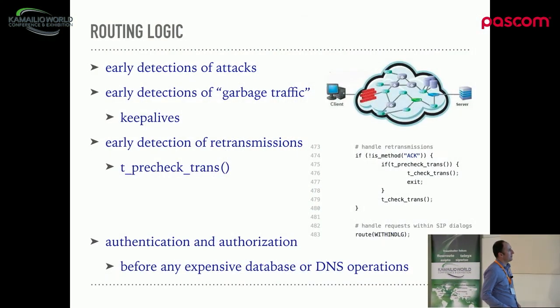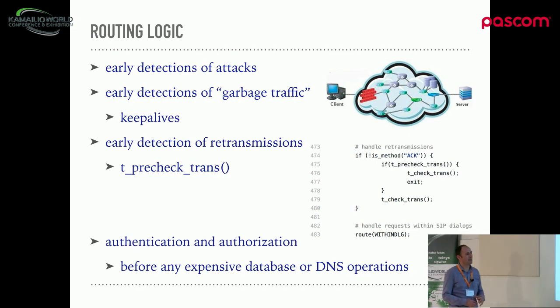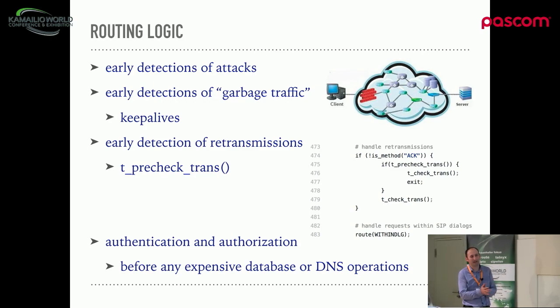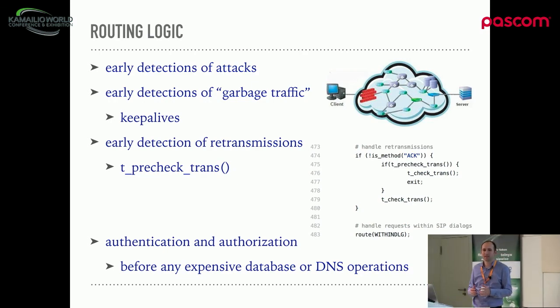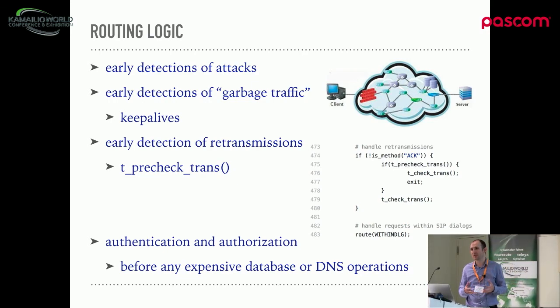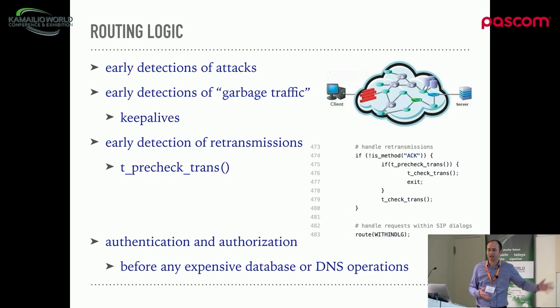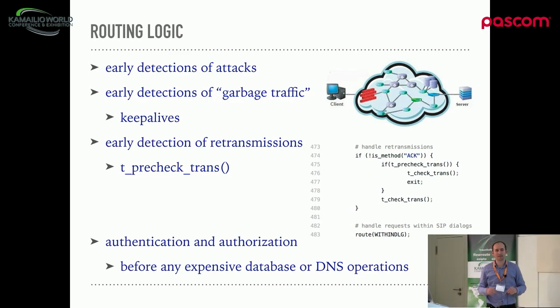On the routing logic, these are more like some hints that you need to follow. Of course, detecting attacks as early as possible. Otherwise, you're going to use a lot of CPU cycles to detect that I have to reject this traffic. As well as what I call here garbage traffic. There are a lot of devices sending keep alives themselves, like NOTIFY or OPTIONS. You can simply send them 200 OK, even without authentication. It makes no sense to do authentication if you detect it's just a keep alive.